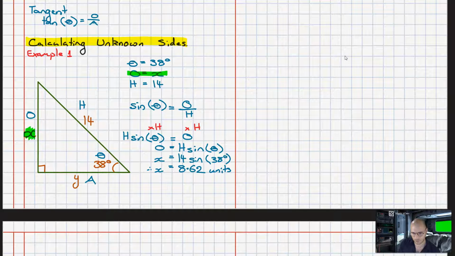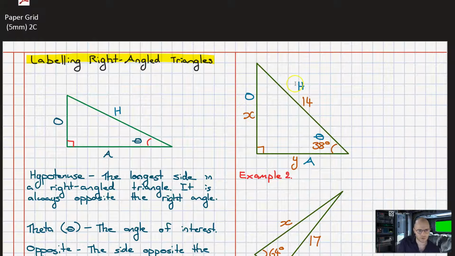So this one here has been an example of how we deduce the value of x using the sine ratio. So sine theta equals opposite over hypotenuse. Now, let's have a go at deducing the quantity for y. So what we want is the value for y, which is our adjacent. So we're going to put our quantities we know at the top. So we know theta is 38, hypotenuse we know is 14, and the adjacent is given the quantity y.